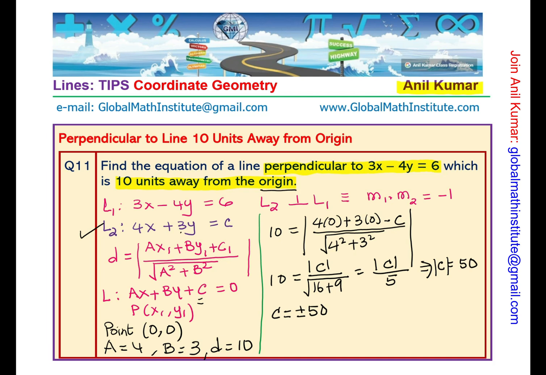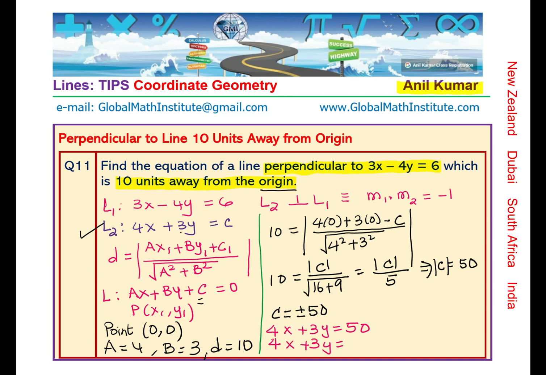Perfect. And therefore, now we get the solution of this particular question, and that is that the equation of the line is 4x plus 3y equals 50, or it could be 4x plus 3y equals minus 50. Both will work, correct? As you can see, the slope is ensuring that it is perpendicular to the given line, and the value of c ensures that from origin it is 10 units away. Makes sense. Perfect. So that is how we can solve such a problem.